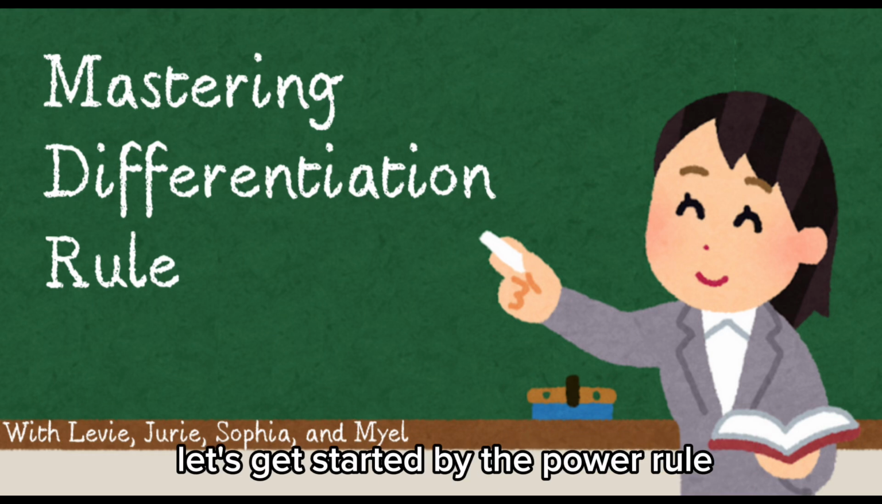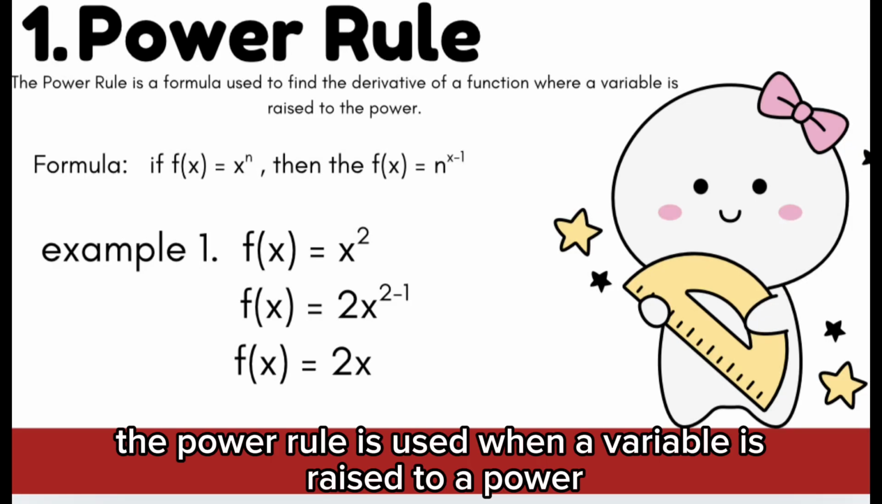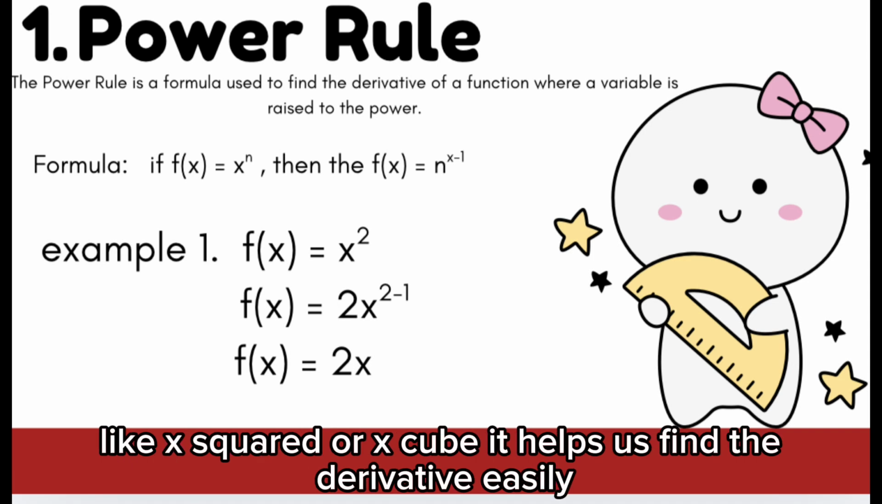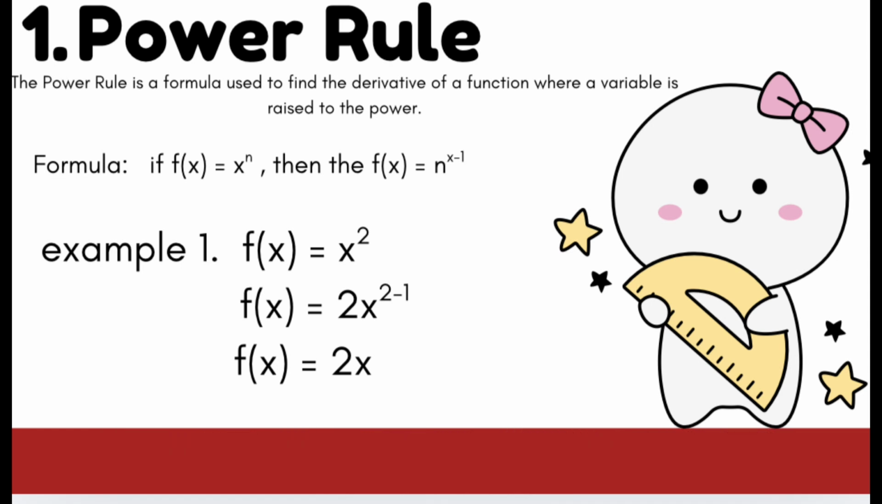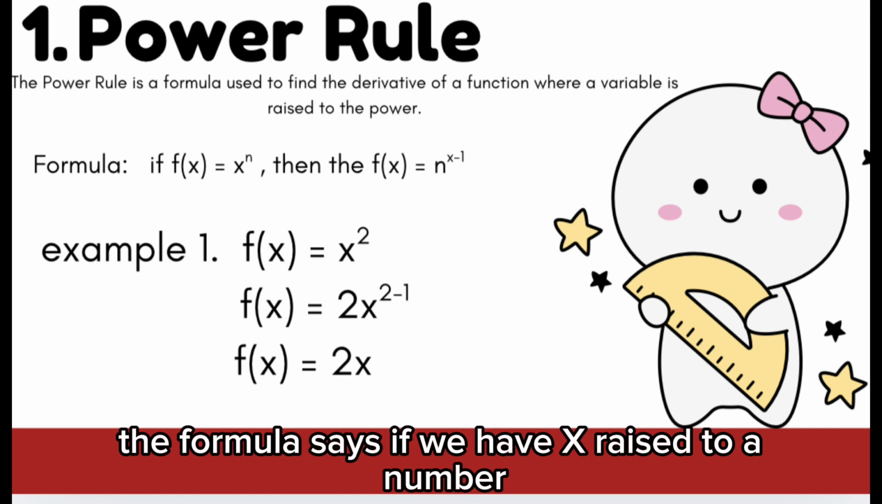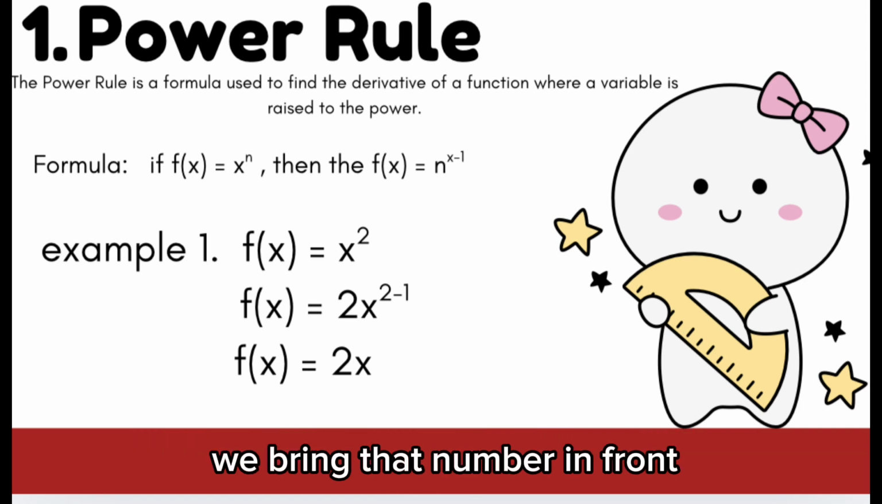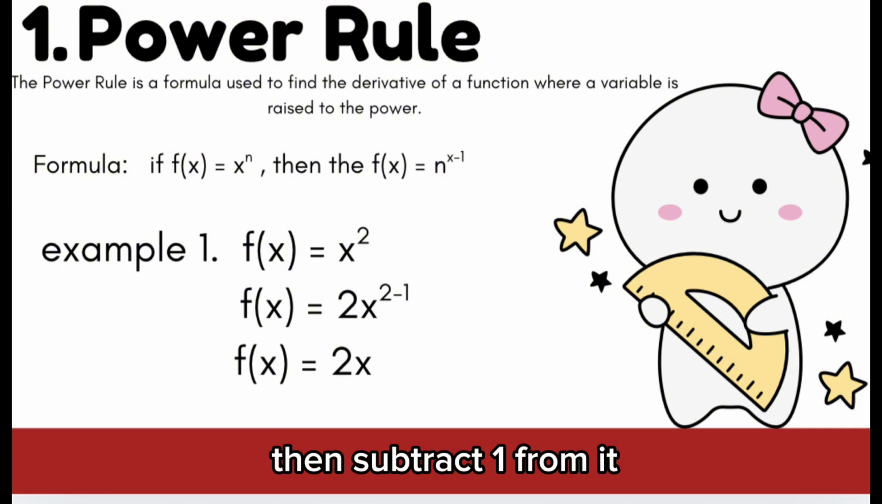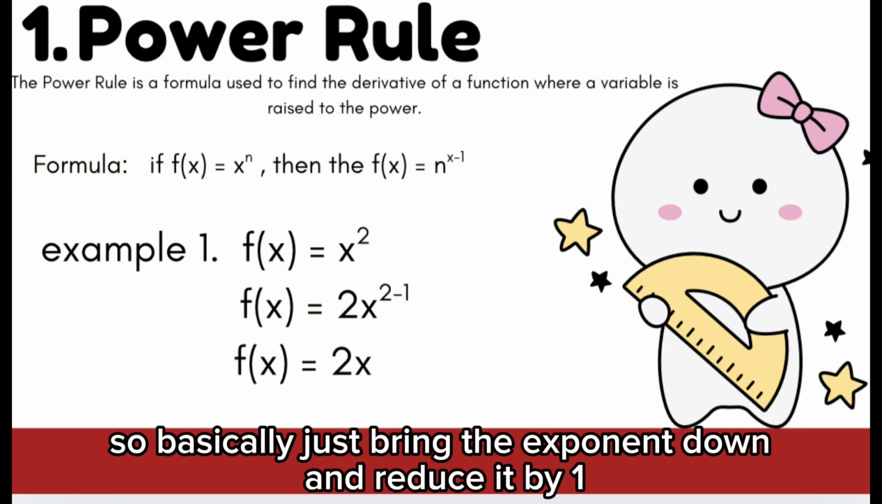Let's get started with the power rule. The power rule is used when a variable is raised to a power, like x squared or x cubed. It helps us find the derivative easily. The formula says, if we have x raised to a number, we bring that number in front, then subtract 1 from it. So basically, just bring the exponent down and reduce it by 1.